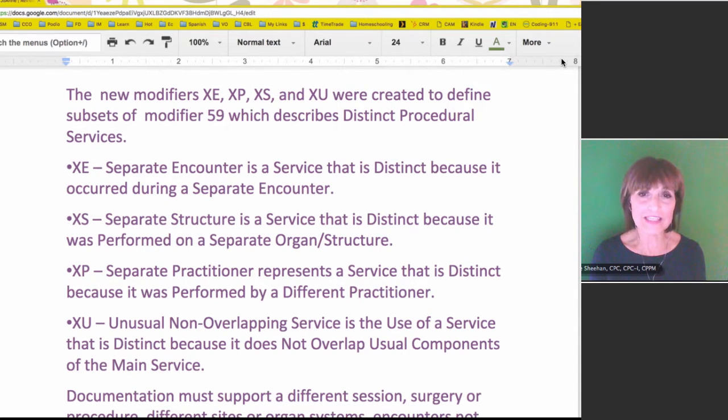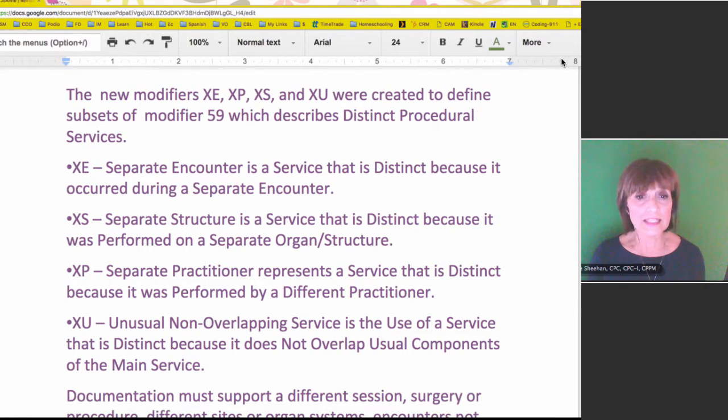But I have a feeling that ICD-10 implementation took more of their time, and this has been put on the back burner because we really don't have that much more, and they haven't even come forward with examples to help clarify things. The XE modifier is a separate encounter for a service that's distinct because it occurred during a separate encounter on the same day.